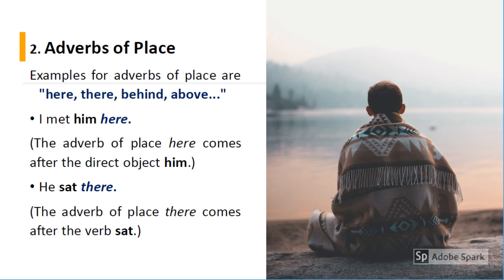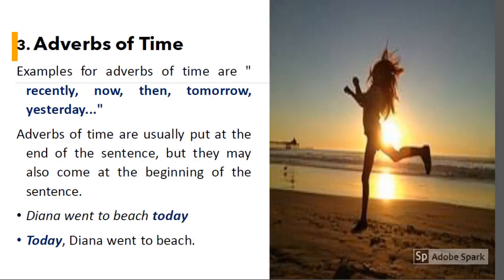Adverbs of place. Examples for adverbs of place are here, there, behind, above, etc. I met him here. The adverb of place here comes after the direct object him. He sat there. The adverb of place there comes after the verb sat. So the adverbs here and there explain where the action happened.